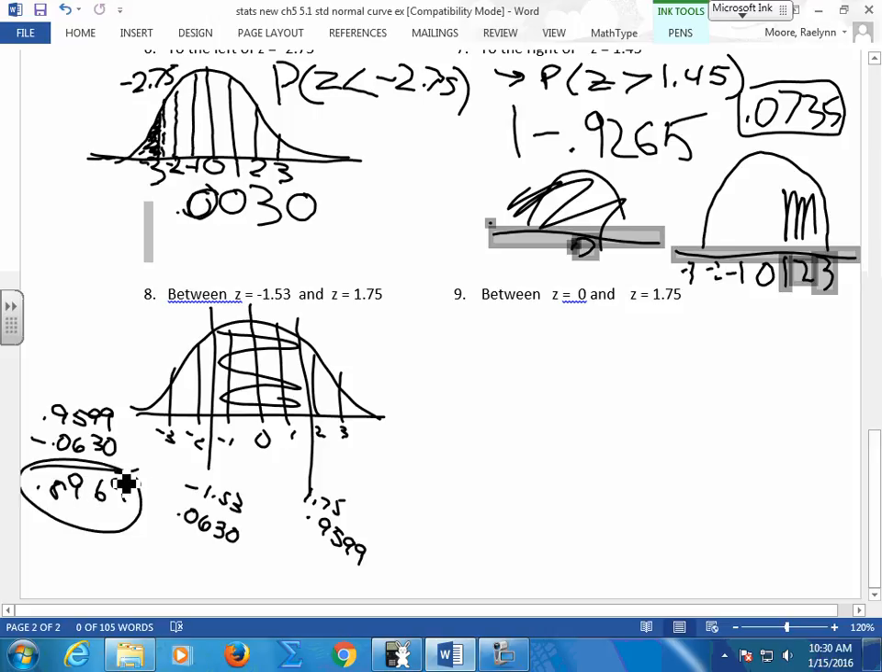Between plus or minus 1 is 68%. Almost to there and halfway to there. So I expect that to be larger than 68%, right? A good chunk larger. And 89% is a good chunk larger. So my probability statement says z is between, less than, negative 1.53, less than, 1.75.